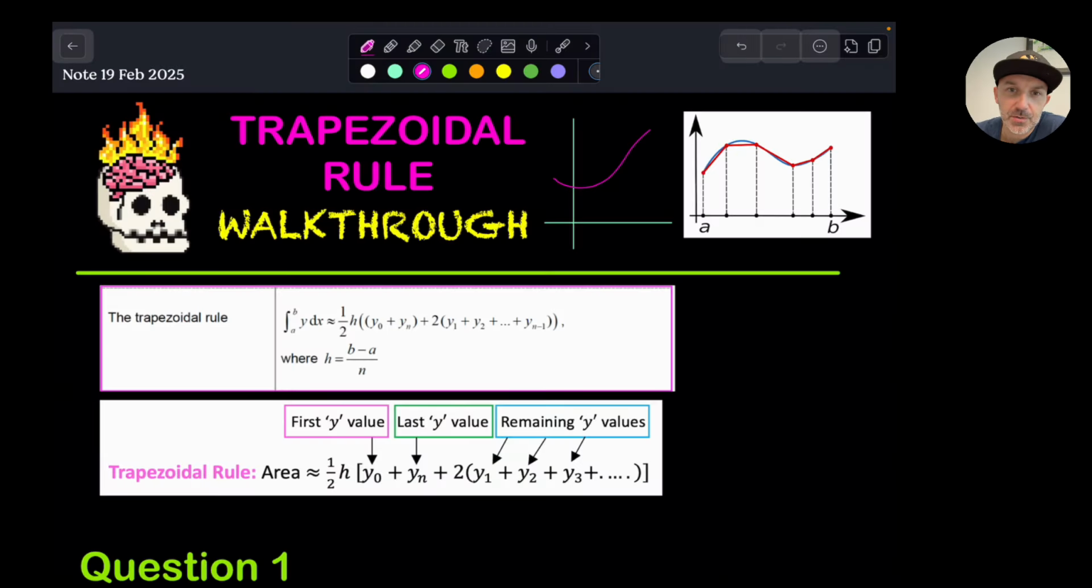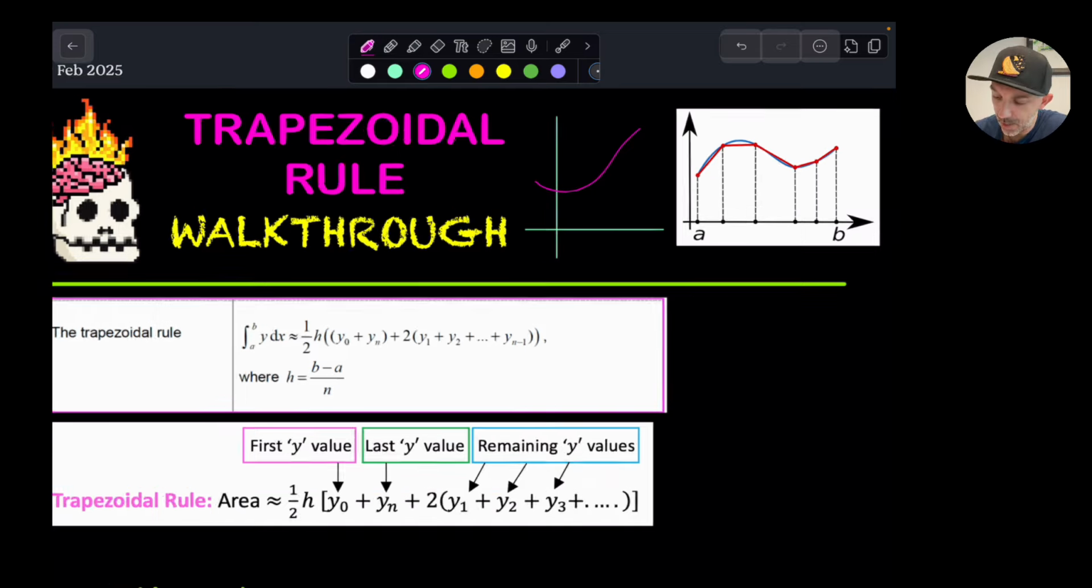Welcome back, everybody. So today we're going to look at the trapezoidal rule, also known as the trapezoid rule. It's to do with integration, and it's about finding the area, or estimating the area, beneath the curve. So let's get straight into it.